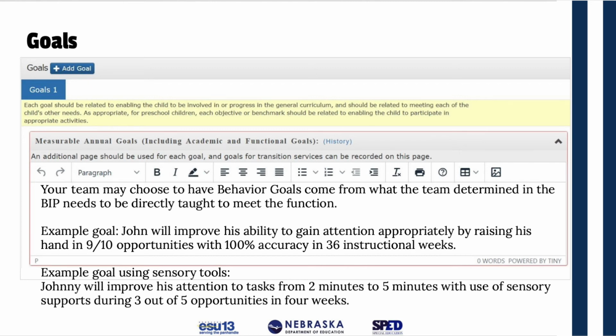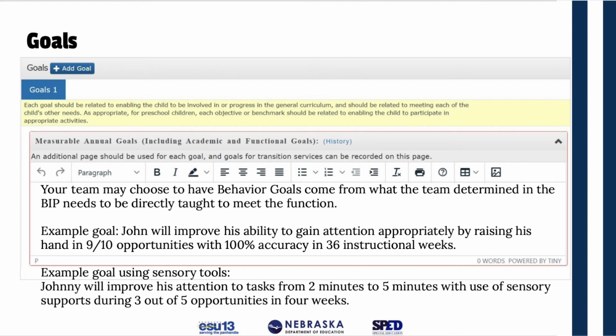And then an example goal using sensory tools. Being the OT, I don't always do specific sensory goals. I like to incorporate them into the kind of behavior we want to see. So, for instance, Johnny will improve his attention to tasks, attention being our more specific behavior we want to see, from 2 minutes to 5 minutes with use of sensory supports during 3 out of 5 opportunities in 4 weeks.